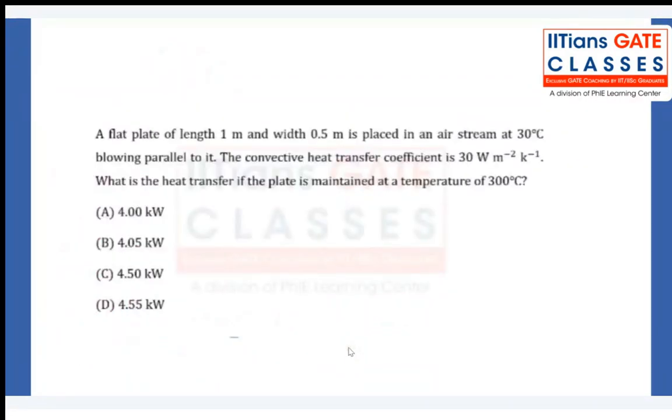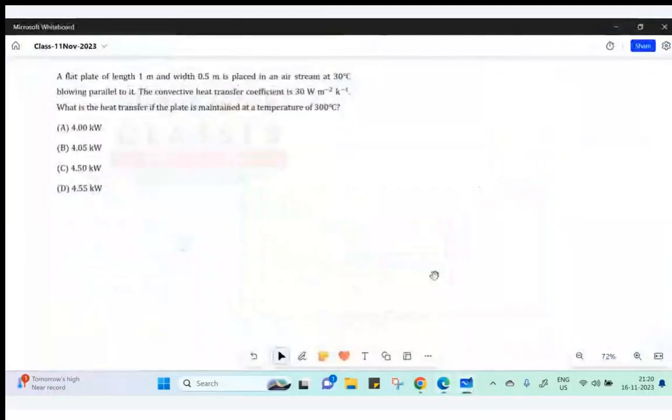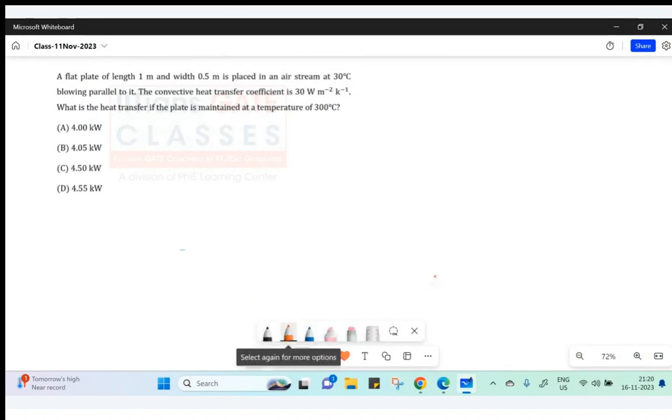Now let us look at one problem here. A simple problem. We have a flat plate of length 1 meter. Width is 0.5 meter. It is placed in an air stream of 30 degrees, blowing parallel to it. The convective heat transfer coefficient is 30 watts per meter square Kelvin. What is the heat transfer rate if the plate is maintained at a temperature of 300 degrees? Let's see how we can solve this problem. What is being told to you is something like this. So this is the plate we are talking about.